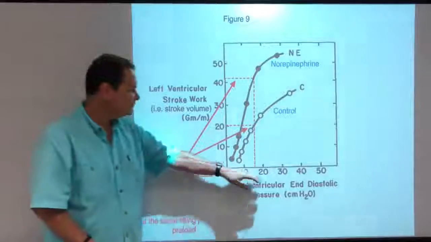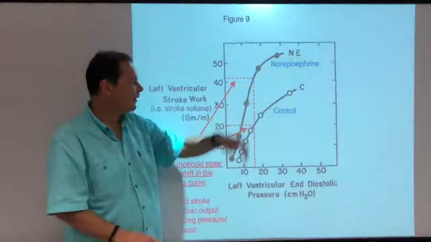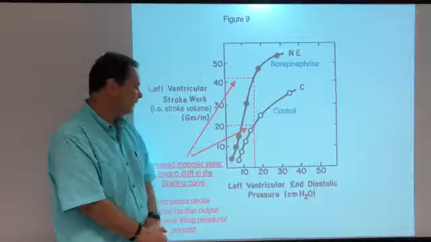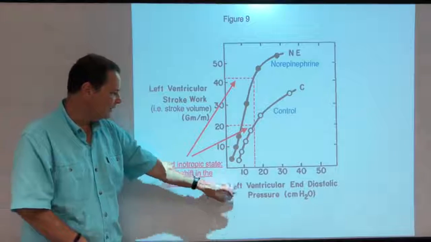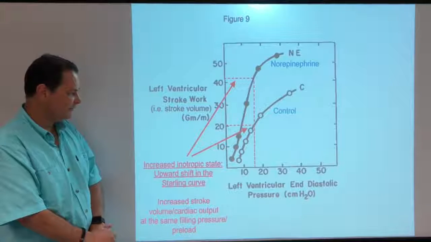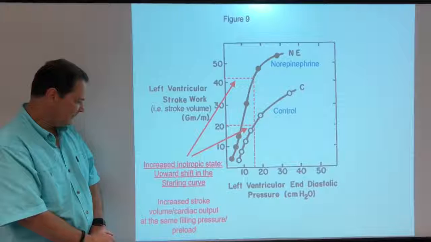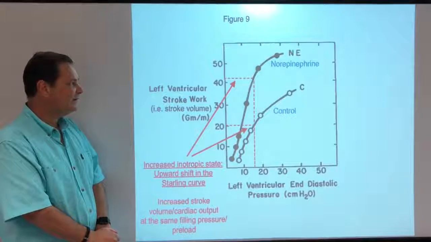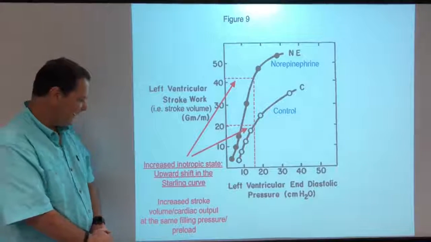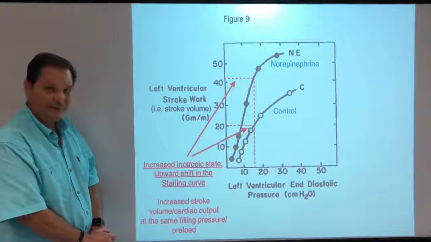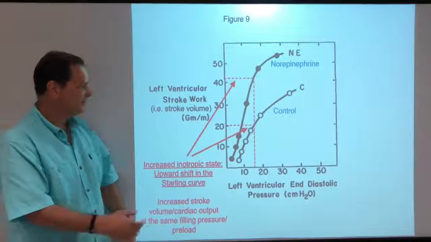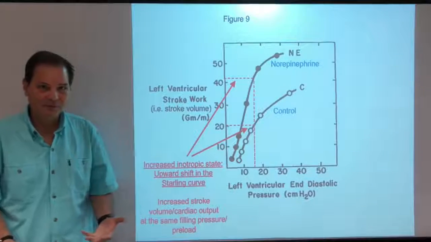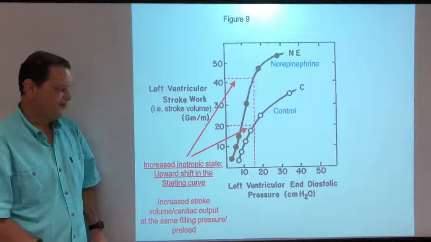I get an upward shift in our ventricular function. The stroke volume that I get is a function of left ventricular end diastolic pressure. Basically, an increase in stroke volume at the same degree of filling. This is an increase in contractility in the heart. I think that makes sense.